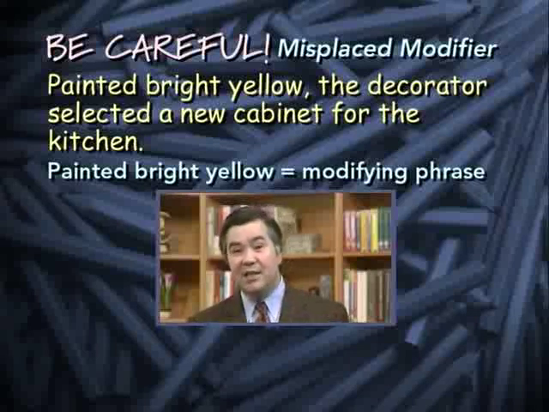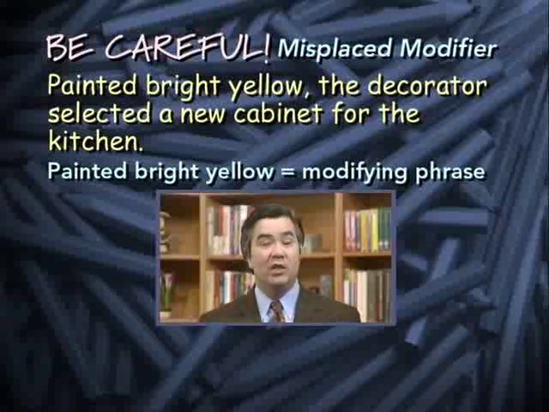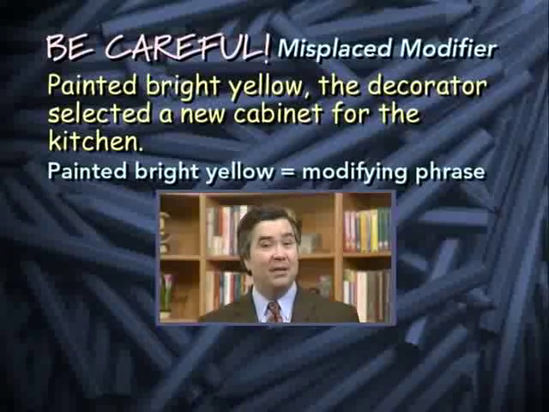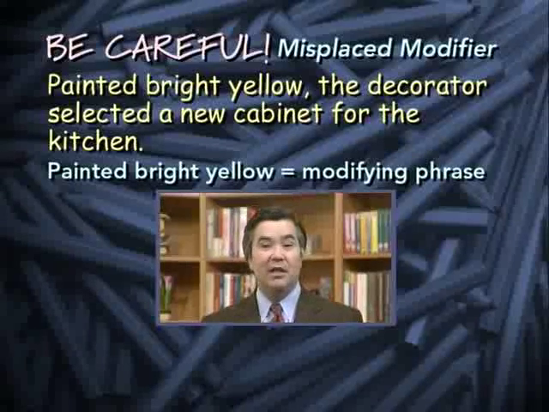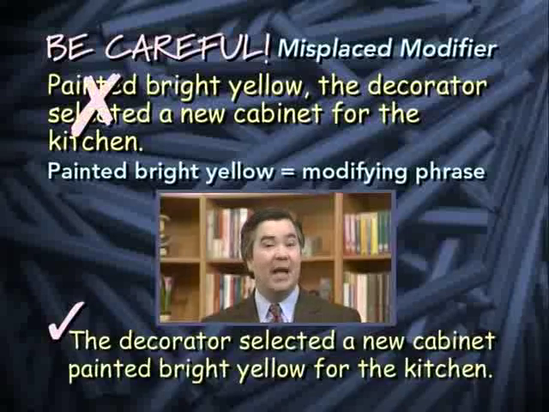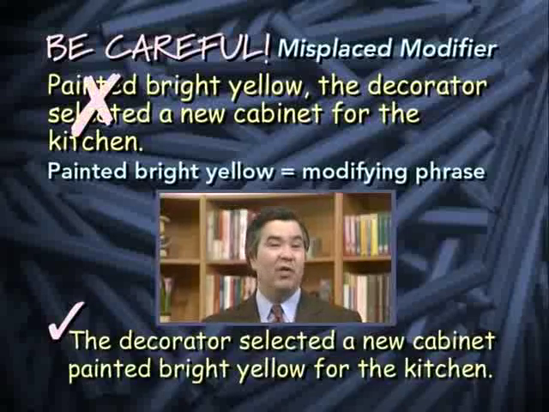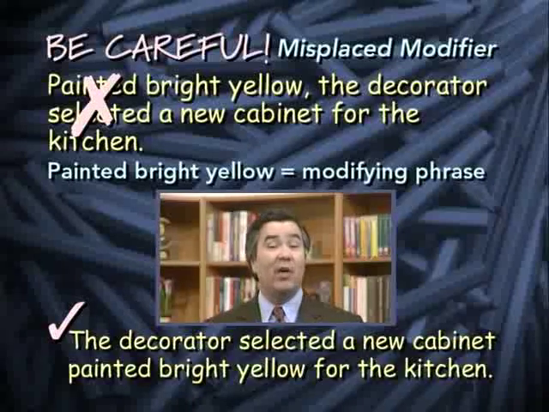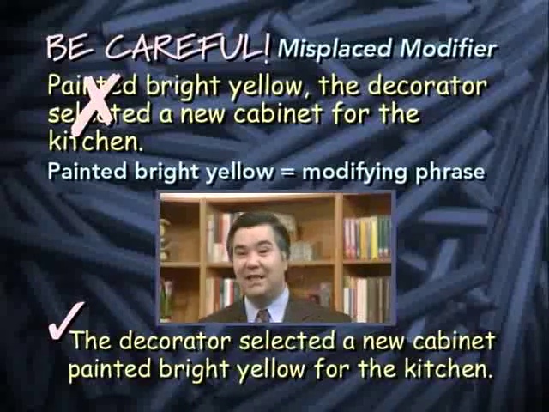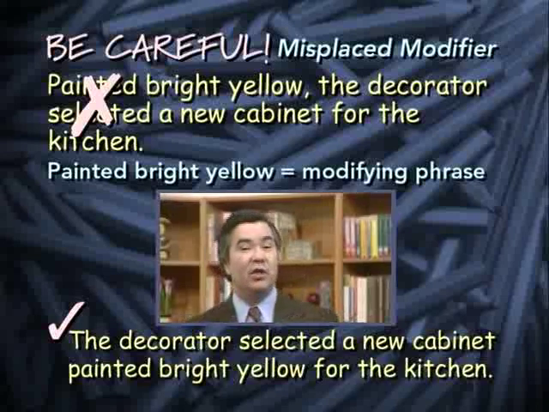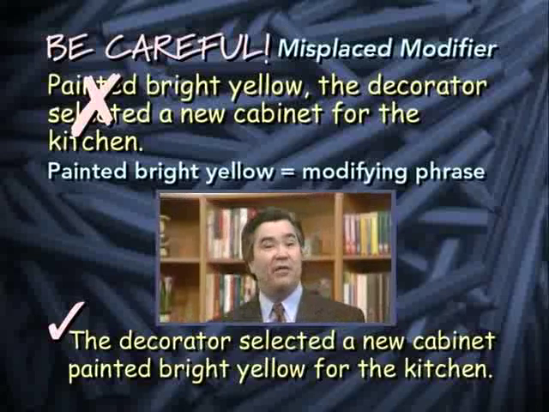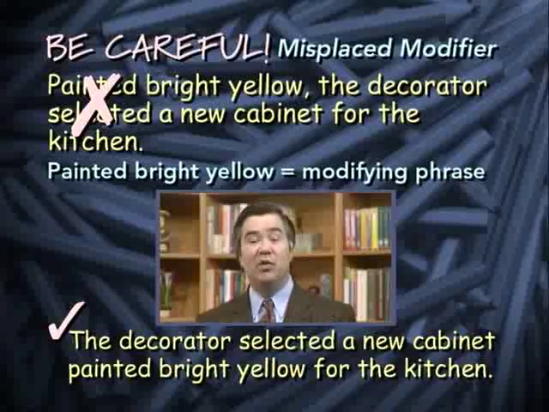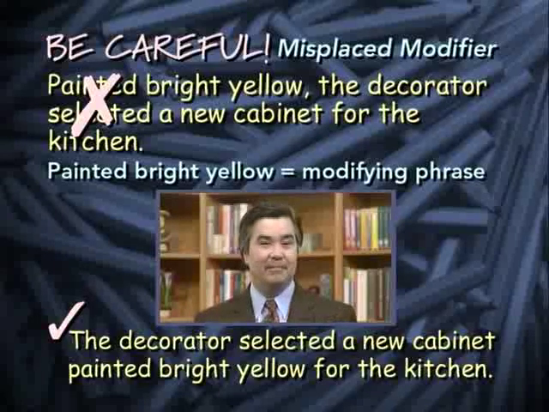So to correct this sentence, we would want to move the words painted bright yellow and put them next to the cabinet. The sentence could then read, the decorator selected a new cabinet painted bright yellow for the kitchen. And that would be a simple, easy, and perfectly correct way of rewriting this sentence. So the normal solution for a misplaced modifier is simply to move the modifier so that it is next to what it's supposed to be modifying.